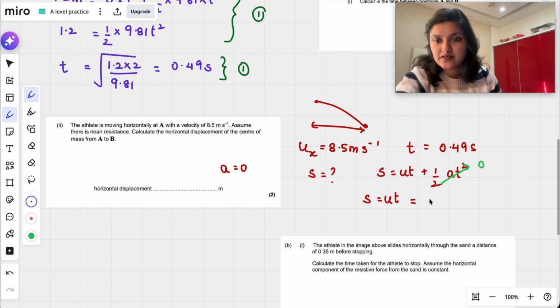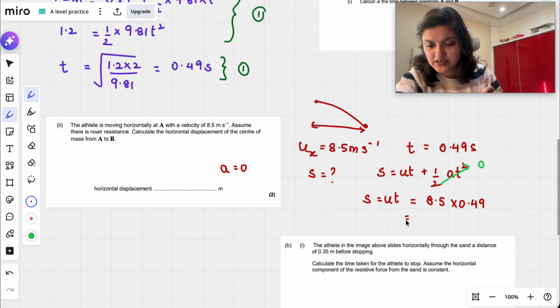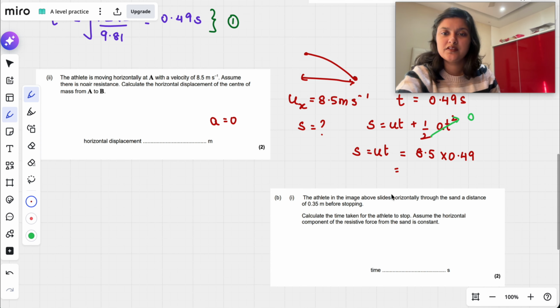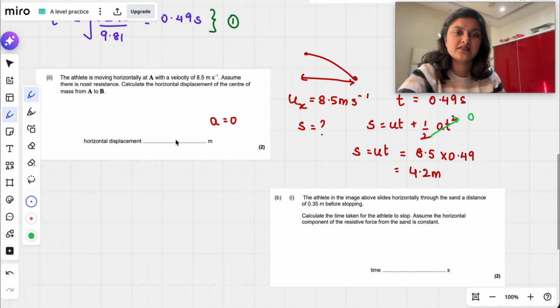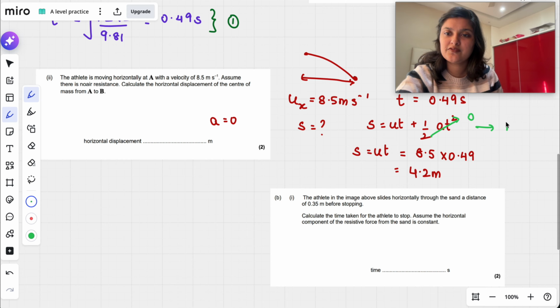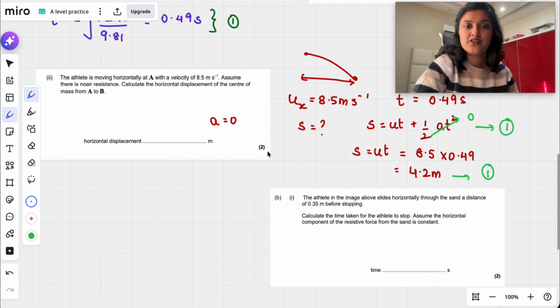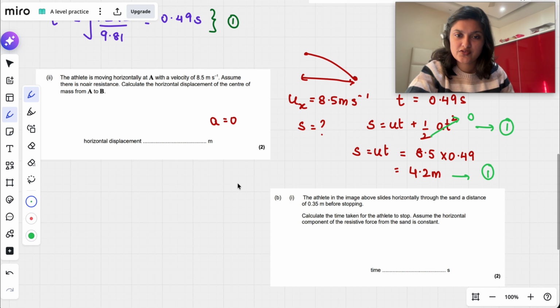So we get 8.5 times 0.49 seconds. So when you put it in the calculator, that gives you 4.2 meters. And that's your answer. Now, how would you get the 2 marks? So again, 1 mark is for writing the formula and the second mark is for the correct answer. So that's how you can get the full score on this question.